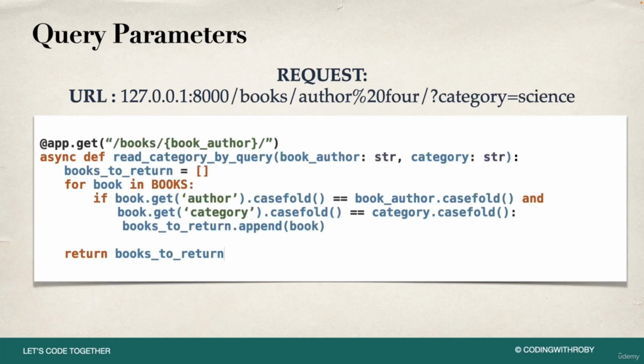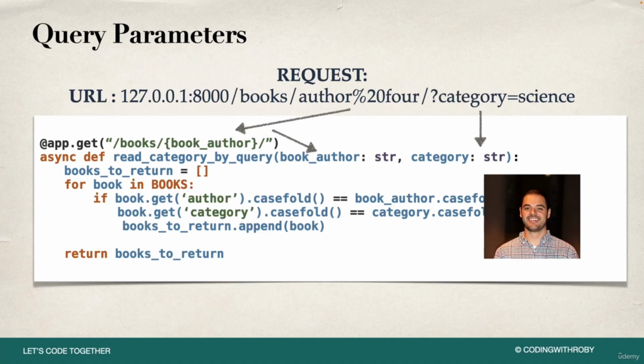So if we look at the Python function, we can see that we have a @app.get /books / our dynamic path parameter, which is book author, which is going to inherit author four. And then we're going to have in our parameter book author, which is going to inherit that path parameter, and then category, which is going to inherit the query parameter. So with this, we can see that you can take in a path parameter and you can use a query parameter. So with this, let's dive into the code.